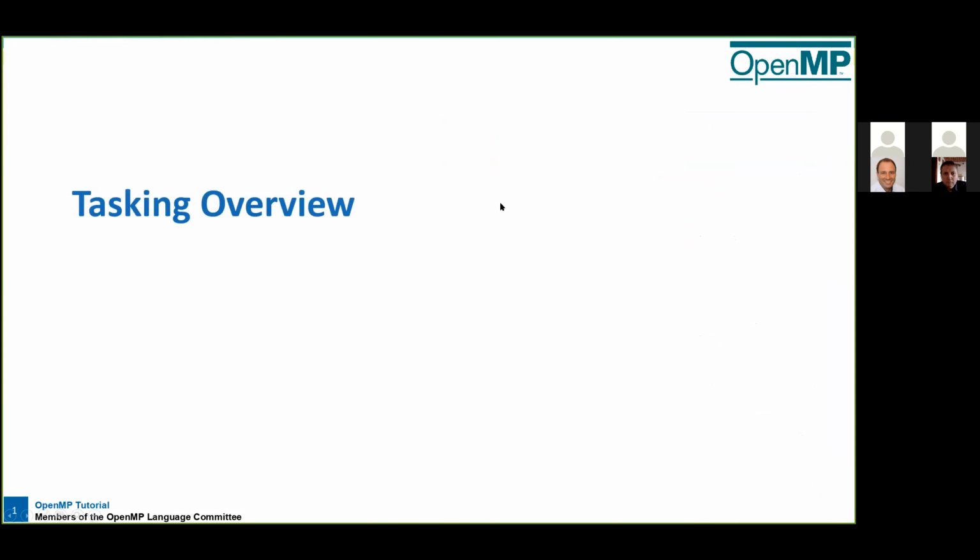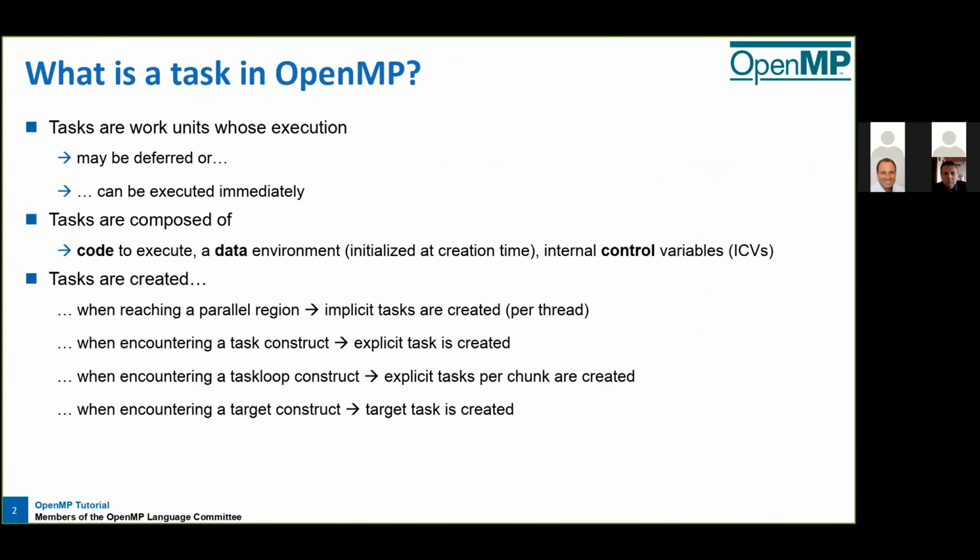Okay, so let's dive right into tasking. And now I'm using the opportunity to discuss the details of the constructs that I just used to illustrate the concept. So what is a task? A task is a work unit. That means some part of your code, and that implies that it consists of code to execute, and also some data. In OpenMP that means there's a data environment, so that means references to shared variables or private variables and so forth.